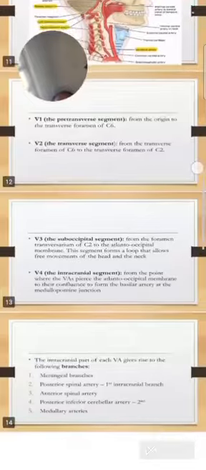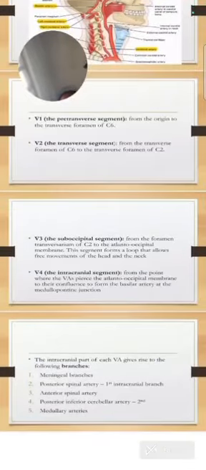Now the third segment is the suboccipital segment, that is outside the skull, just below the occipital region above C2. So that starts from the foramen transversarium of C2 to the atlanto-occipital membrane. This segment forms a loop that allows free movement of head and neck. So that is the third segment.